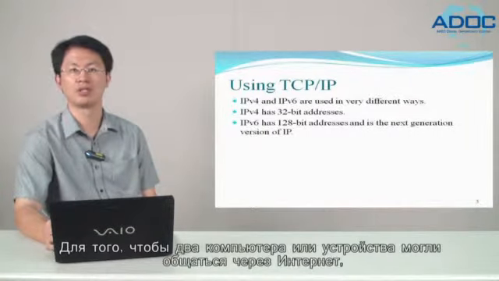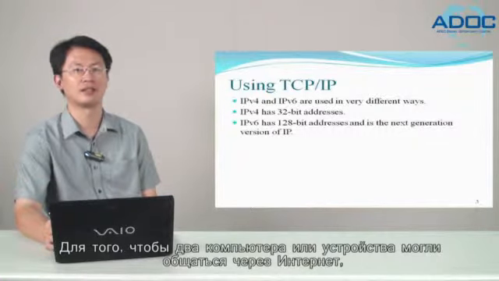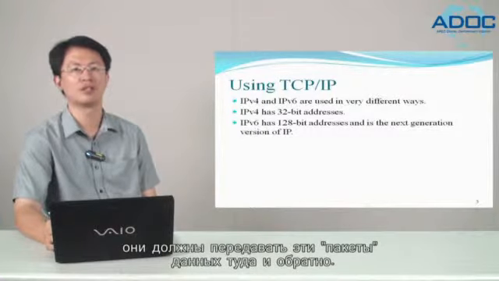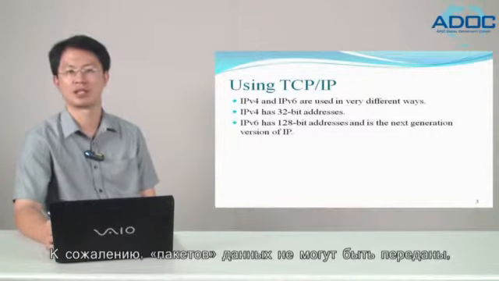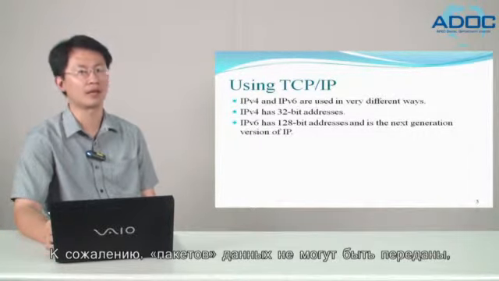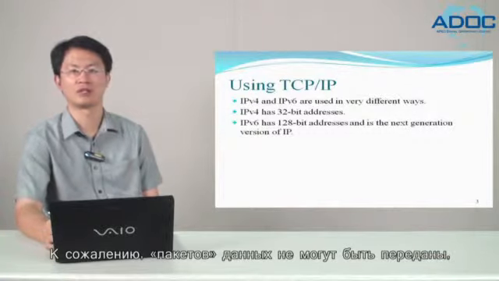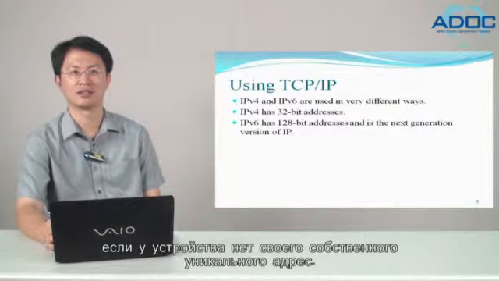In order for two machines or devices to communicate via the internet, they must transfer these packets of data back and forth. Unfortunately, the data packets cannot be transferred if the devices do not each have their own unique address.